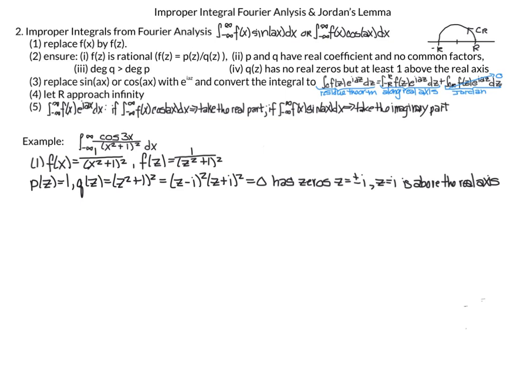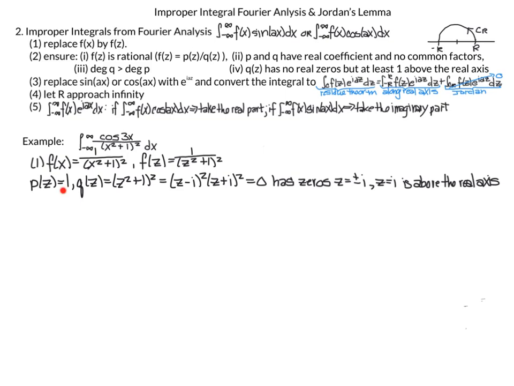Here, f of x is what multiplies sine of ax or cosine of ax, so our cosine doesn't count as part of our f of x. Our f of x is 1 over x squared plus 1, and when we convert it to f of z, f of z is equal to 1 over z squared plus 1 squared. Again, f of x is what's multiplied by cosine of 3x here.